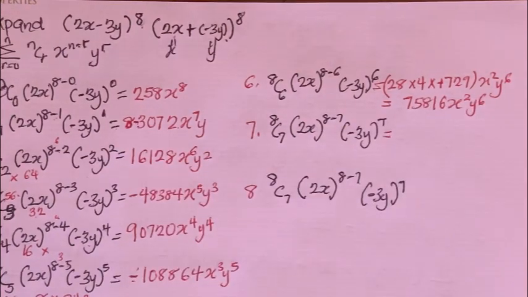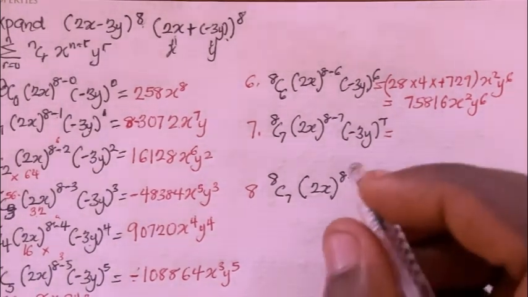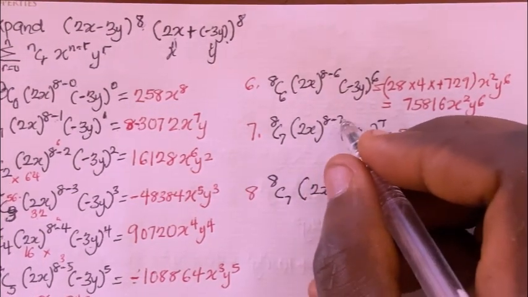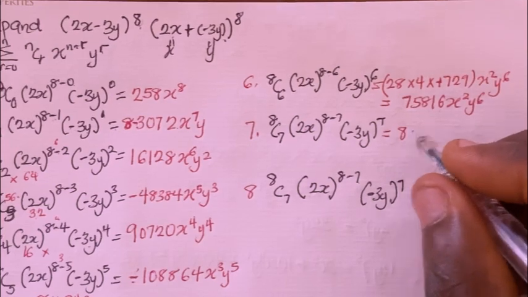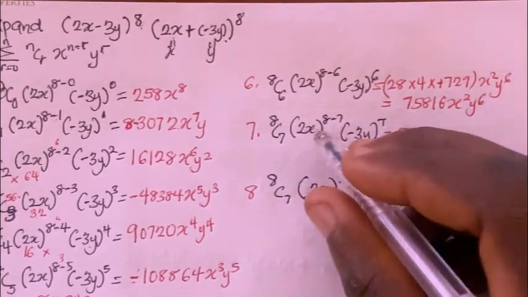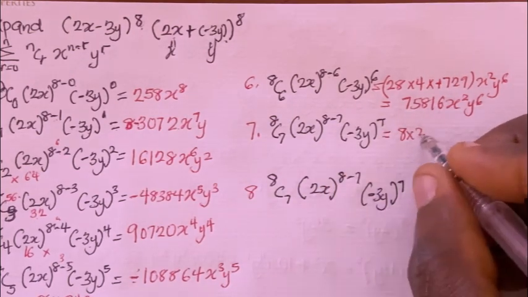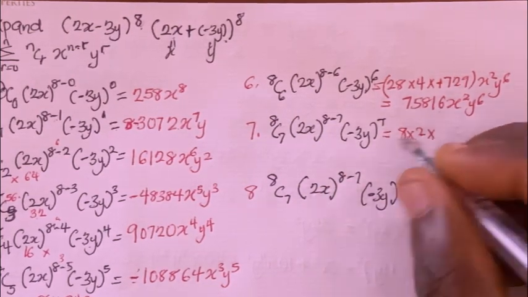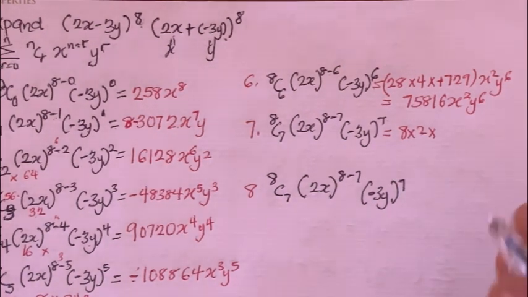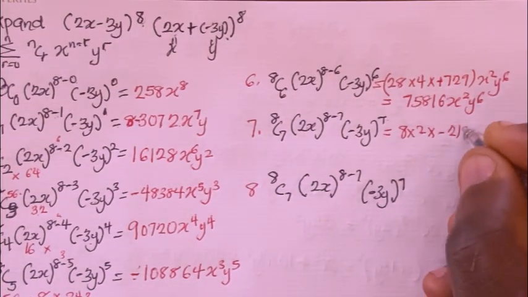We have 8 combination 7. 8 combination 7. Let's see what's going to happen. That's going to be 8. So 8 combination 7 is actually 8. Then we have 8 minus 7, which is 1. Then we're going to have this multiplied by 2. That's going to be what? 16. Then this multiplied by 2, which is 2 raised to the power of 1. That's 2. Then here we're going to have multiplied by minus 3 raised to the power of 7. Then minus 3 raised to the power of what? Of 7. That's going to be minus 2187.